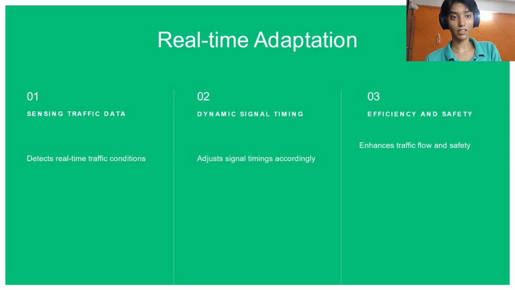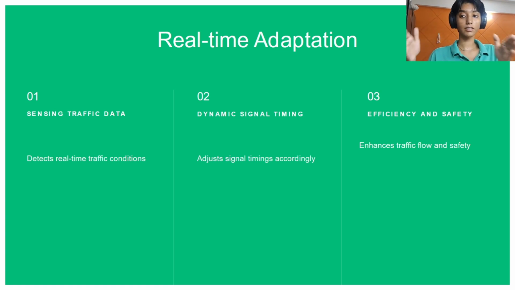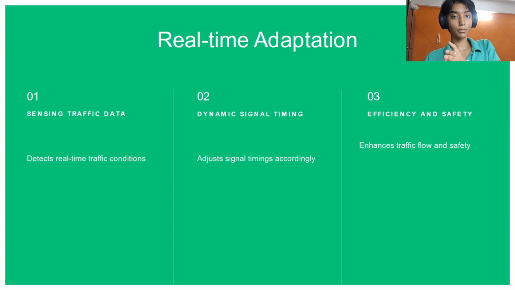So the sensing of traffic data would be detecting the real-time application, which is the important part of our project. So we need real-time data, like whether the vehicle is present on the lane or not. Then the dynamic system will be adjusting the time. So if this particular lane is filled and this lane is empty, I would be turning the light green for this lane for a particular period of time.